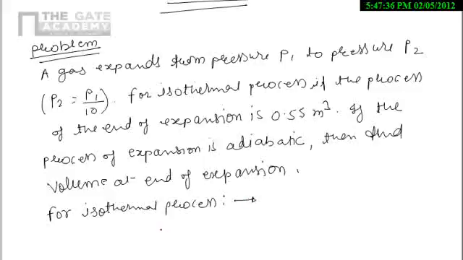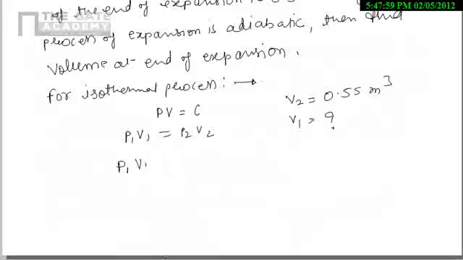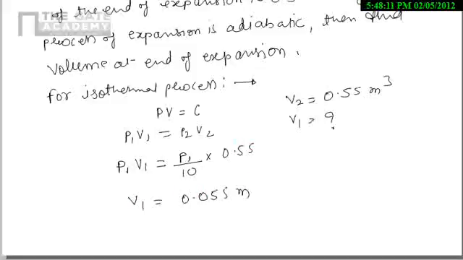we are having governing equation PV equals to constant. So I can write P1 V1 equals P2 V2. Here in this problem, V2 is given, that is 0.55 meter cube. We have to find out V1. P2 we know, that is nothing but P1 by 10. V2 is 0.55. So V1 here is 0.055 meter cube. So by the first part we can find out the value of V1, that is 0.055.